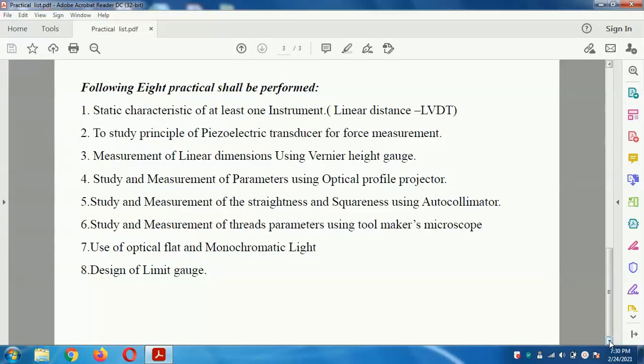The fifth practical is study and measurement of straightness and squareness using autocollimator. It is a study practical. The sixth is study and measurement of thread parameter using tool maker microscope. It is also a study practical. The seventh is use of optical flat and monochromatic light. This monochromatic light instrument is available in our lab. Therefore, we are performing that practical directly on the instrument.